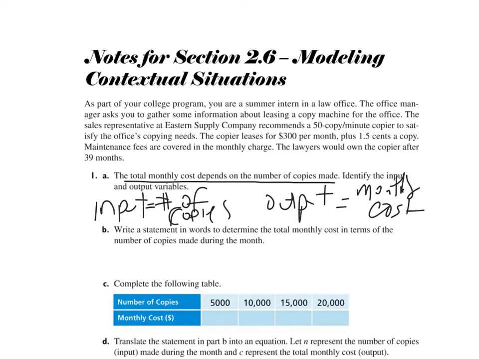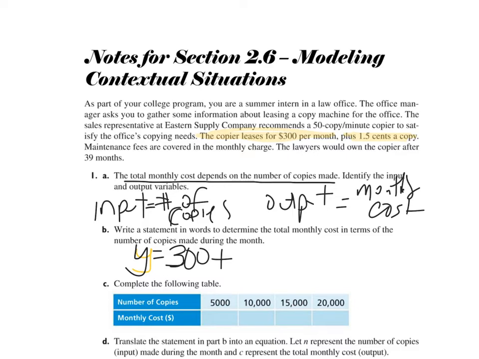Write a statement in words to determine the total monthly cost in terms of the number of copies made during the month. Okay, so this is all of the information that we've seen up here in lots of different ways. The copier leases for $300 a month, and then there's 1.5 cents a copy. So I'm going to go ahead and start off with y equals $300 we're spending no matter what, plus 1.5 cents per copy.